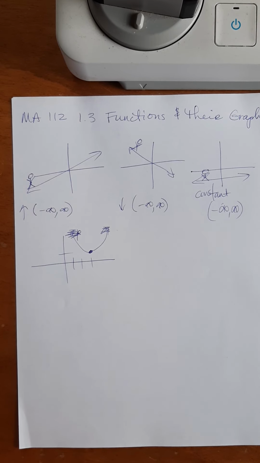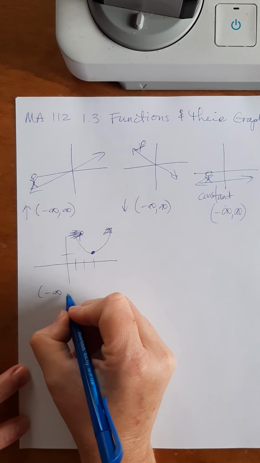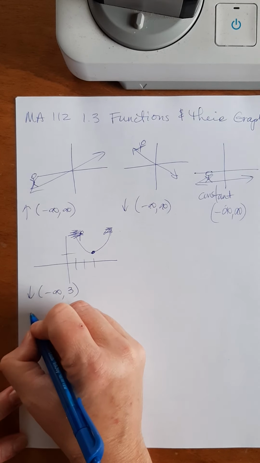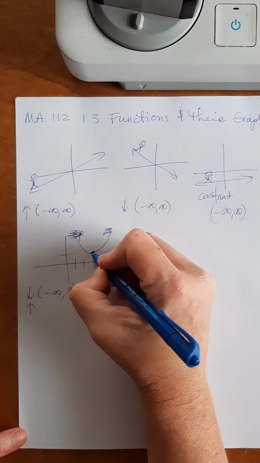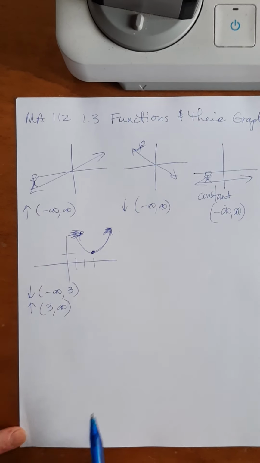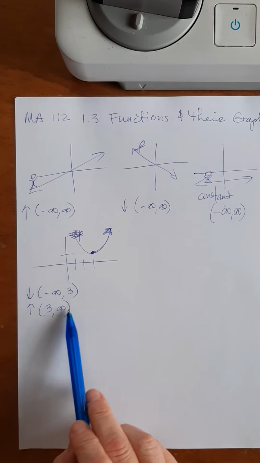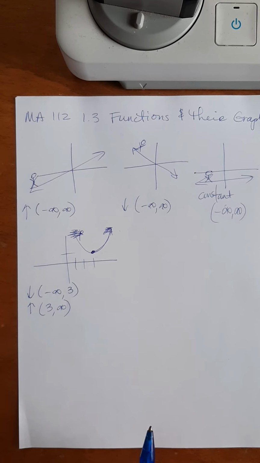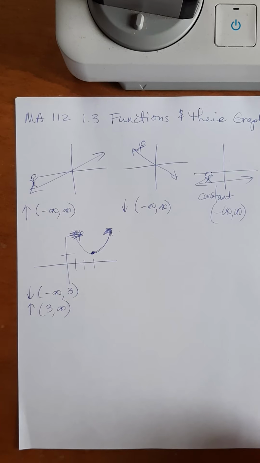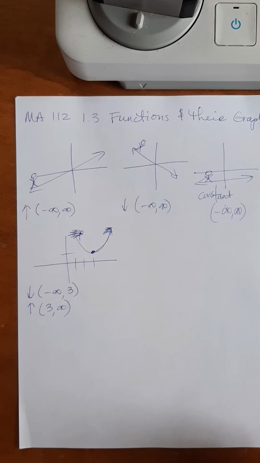So you're going to have parentheses, negative infinity to 3, decreasing. Increasing 3 to infinity. And notice how it's got parentheses with increasing and decreasing. You'll never have brackets or braces. It will always be parentheses.